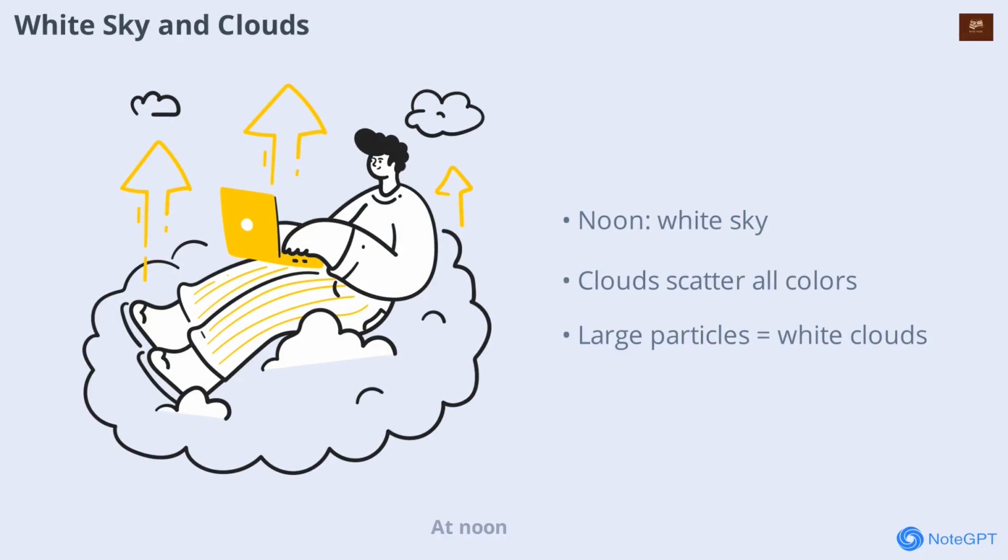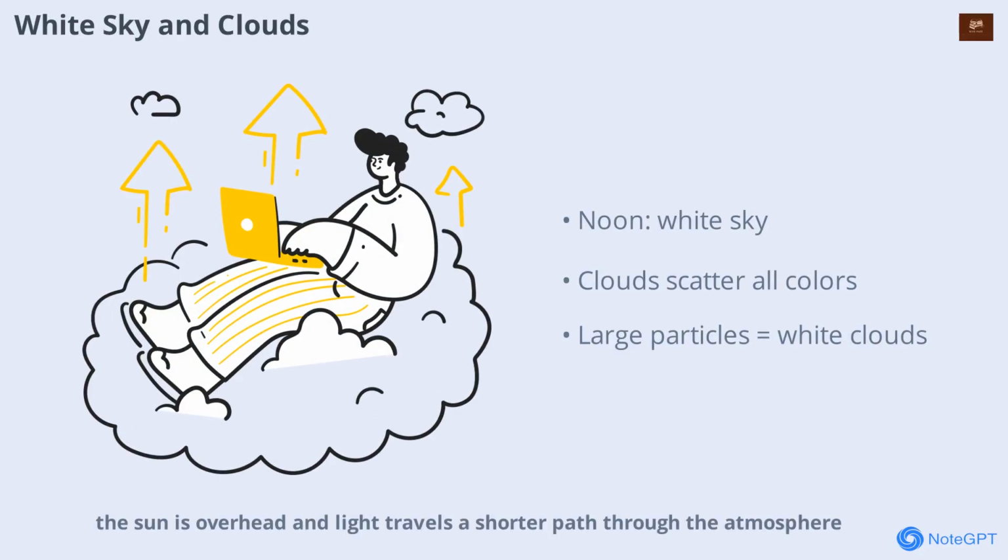At noon, the sun is overhead and light travels a shorter path through the atmosphere, resulting in less scattering and a white sky. Clouds appear white because they contain water droplets and dust particles larger than the wavelength of light, scattering all colors equally.